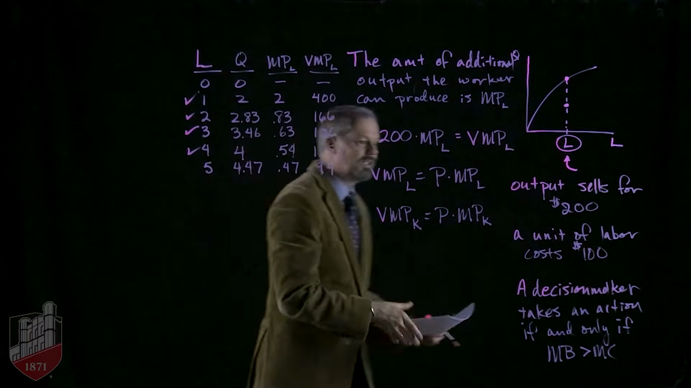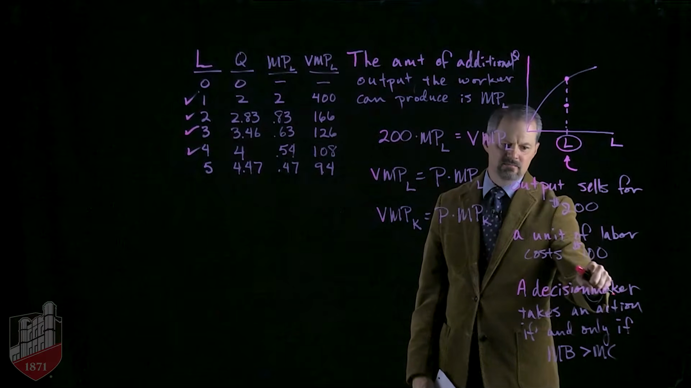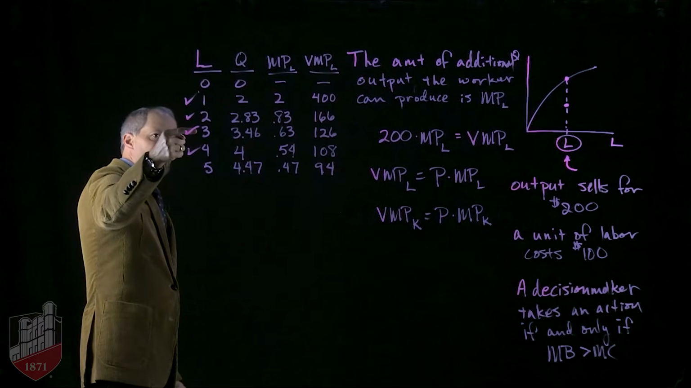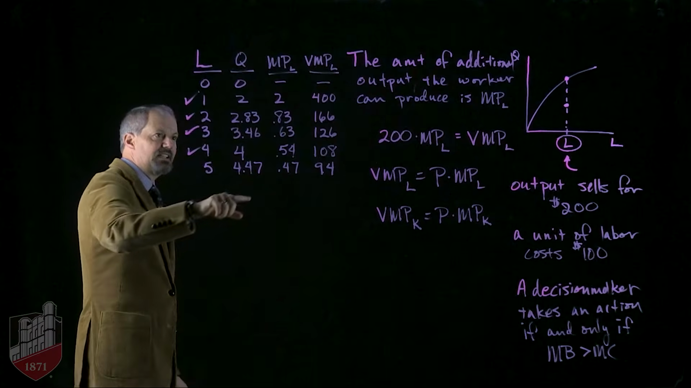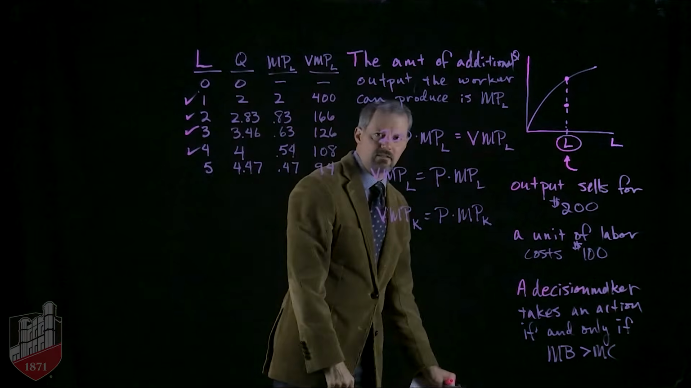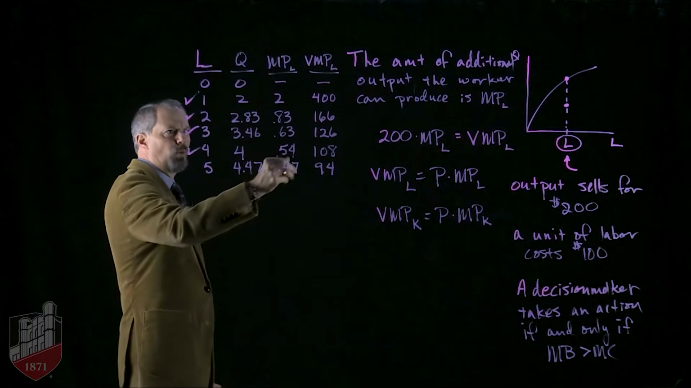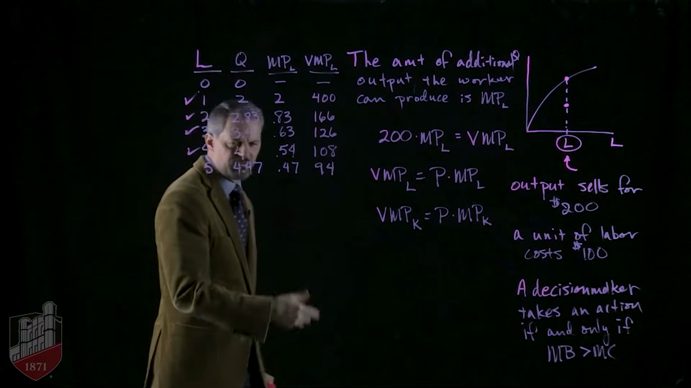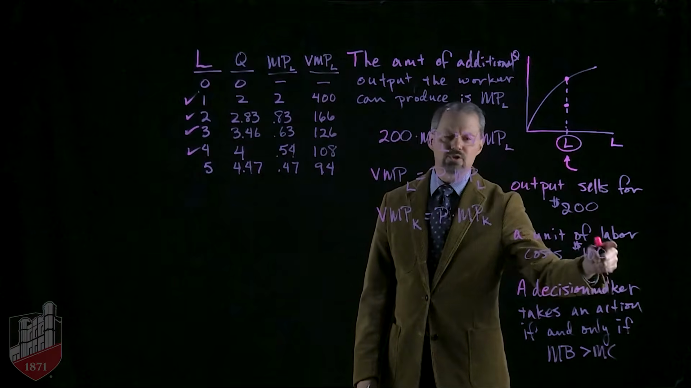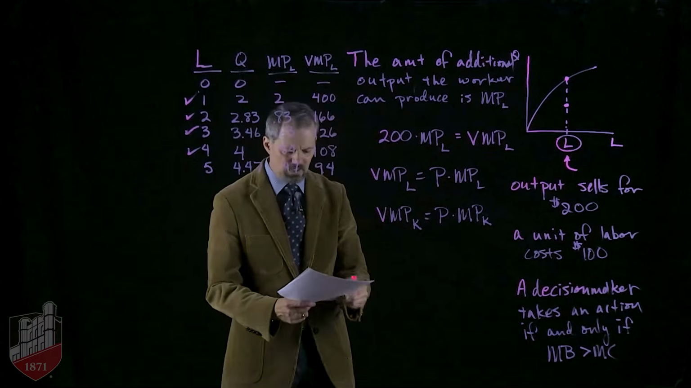If the cost of labor were to change, let's suppose the cost of labor went up to $150. Well, then we wouldn't want to hire the fourth worker and we wouldn't want to hire the third worker. We would want to hire the first and second because 400 is greater than 150 and 166 is greater than 150. But we'd never hire the third worker because they produce output worth $126 and it costs $150. So you can see the amount of labor that we would hire depends crucially on the marginal cost of labor, but also the value of what they produce, the value marginal product.